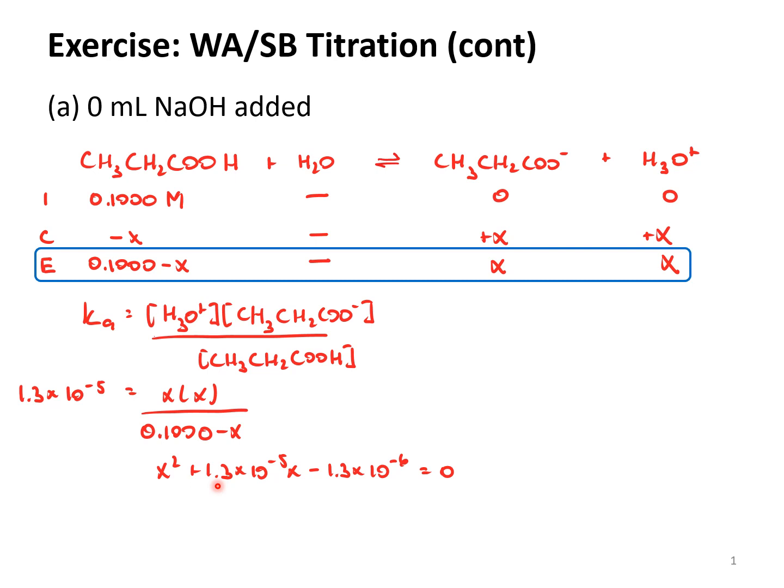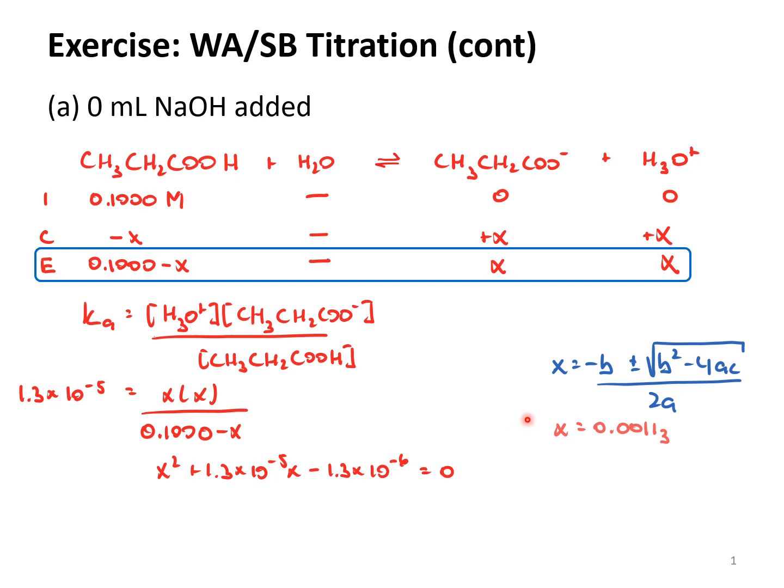And the best way to solve the quadratic equation is to use the quadratic formula, which is x equals minus b plus or minus the square root of b squared minus 4ac, divided by 2a, where 1, the coefficient in front of the x squared, is the value for a, 1.3 times 10 to the minus 5 is b, and 1.3 times 10 to the minus 6 is c. So plugging this into our calculator, we get a value of x equals 0.00113 for the value of x, which is what we get from the quadratic formula.